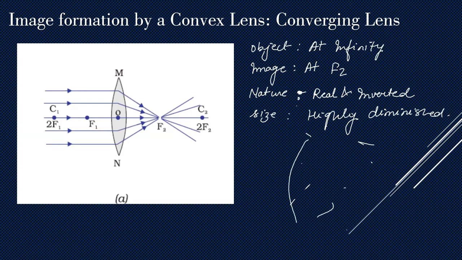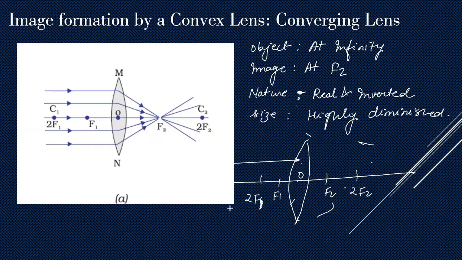Highly diminished. So this is your lens. This is the principal axis, optical center, f1 to f1, f2 to f2. These are the basic things that you need to draw while drawing a ray diagram. So parallel rays, 1, 2. They are getting converged. Let them get converged at one point, right? So now this point becomes your principal focus. This is where your image is formed. Clear? Right. This was your first image formation.